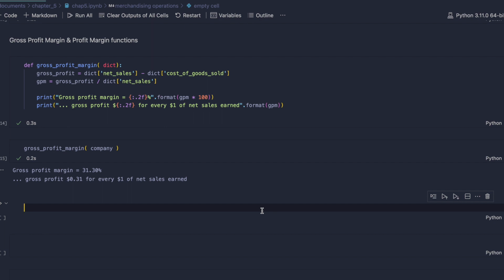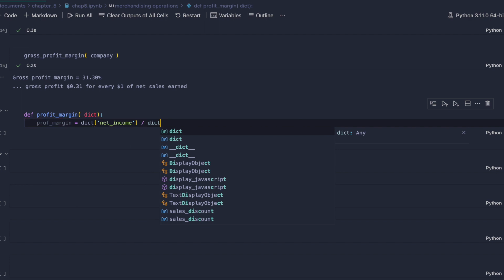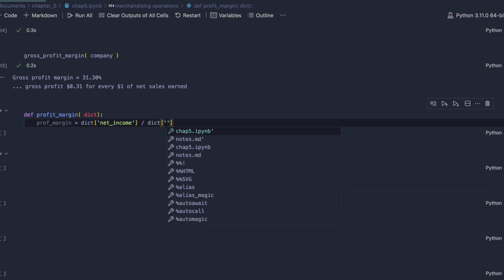Let's now make the function for profit margin. It also accepts the data dictionary. Profit margin is net income divided by net sales.